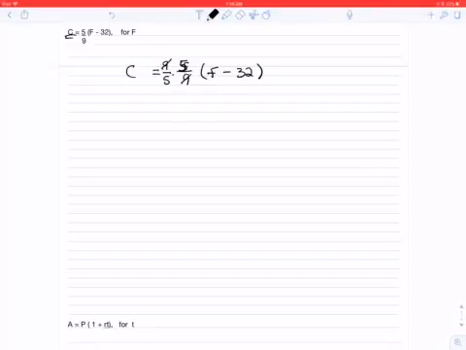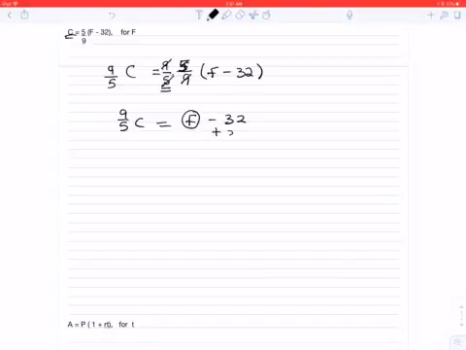You see 9 over 9 cancels, 5 over 5 cancels, but whatever I do to the right side of a formula or equation, I have to do to the left side. Multiply that by 9 over 5. So I have 9 over 5 C equals F minus 32. I'm looking for F, so I've got to get rid of that 32. Since it's subtracted, to get rid of it, I'll do the opposite. So I have F equals 9/5 C plus 32.